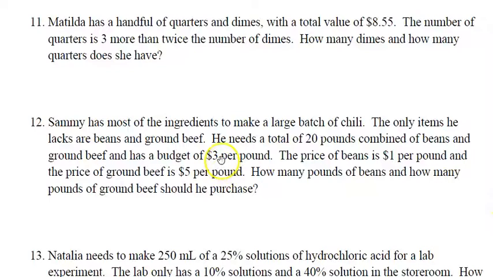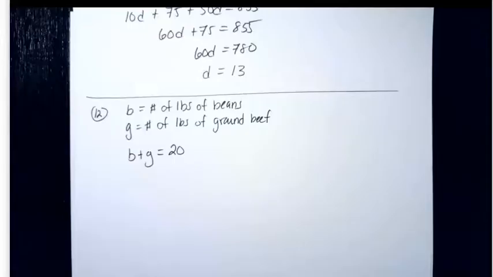So the budget for the chili is $3 per pound. So that $3 is for the 20 pounds in total. So our equation will be $1 per pound for beans, $5 for ground beef. All right, so let's put this together.